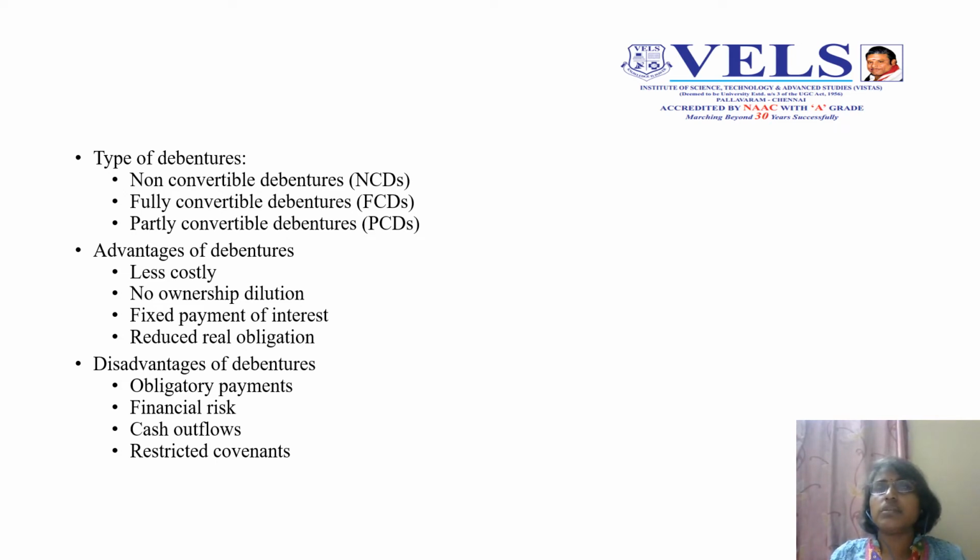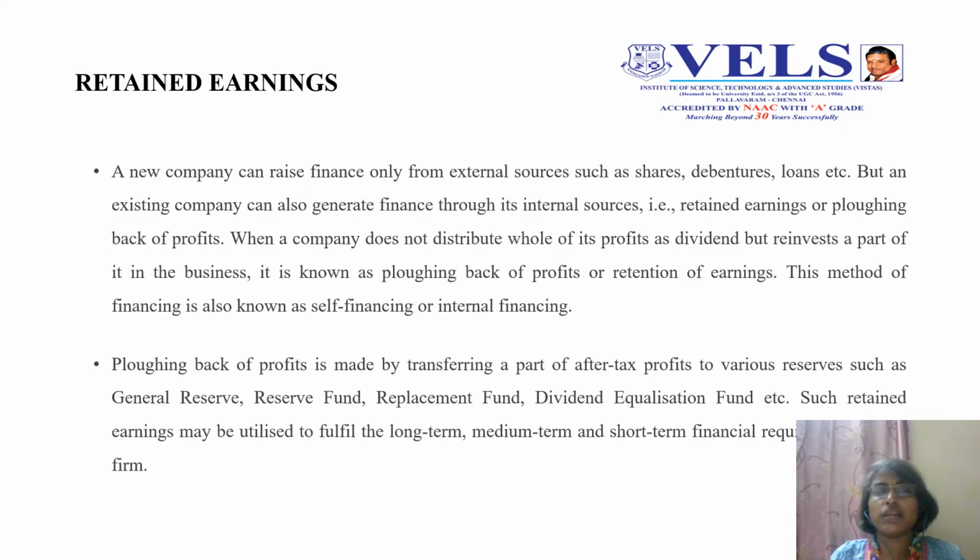Partly convertible debenture is nothing but, suppose an investor buys 10 debentures, then part of that can be converted as equity shares, and the remaining they can keep as debentures. So this is again the types of debentures the company normally issues.